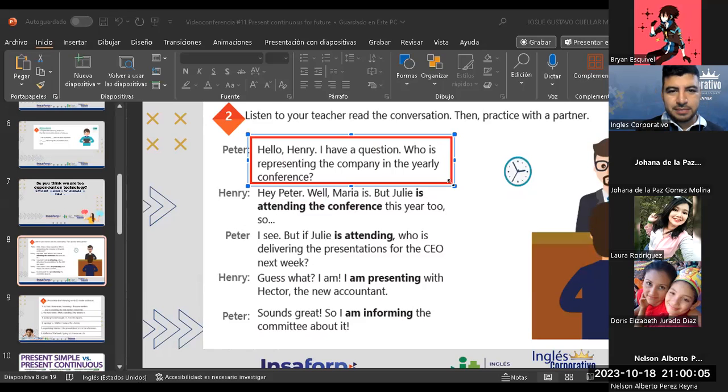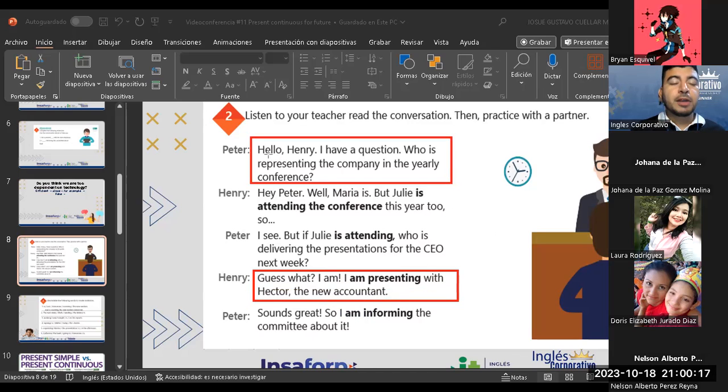Let me see. Esta también. Look at this. Hello, Henry. I have a question. Who is representing the company in the yearly conference? ¿Se dan cuenta? Hello, Henry. I have a question. Who is representing the company in the yearly conference? Eso es pausado. Si no fuera con pausa, sería así. Hello, Henry. I have a question. Who is representing the company in the yearly conference? No necesariamente se trata de que sea rápido, sino bien pronunciado y con pausas, y eso les va a dar cierto toque de personalidad a ustedes.